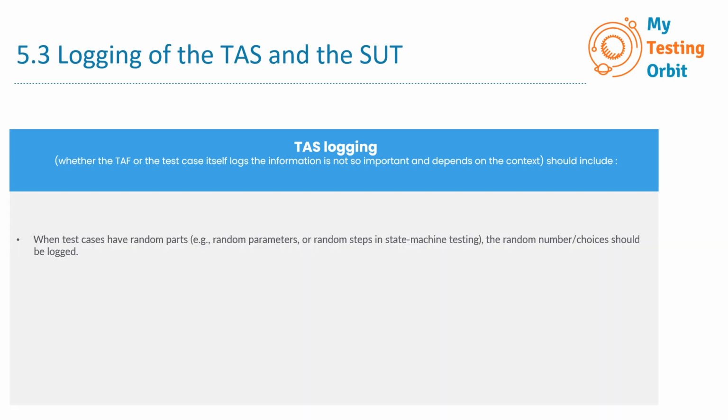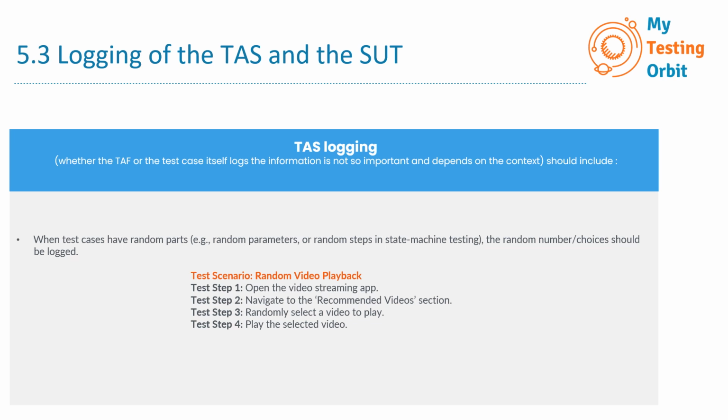For example, random parameters or random steps in state machine testing, the random number or choices should be logged. Okay, so let's say that you are testing a video streaming service and your test case involves selecting a random video to play from a list. So here is how you can log the random choices.